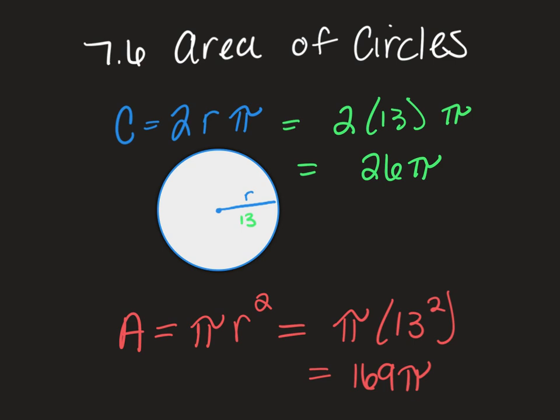Then for area, we have pi times the radius squared. So we're going to take our radius and square it, which means we're going to multiply it by itself. So 13 times 13 gives us 169. And again, we're just going to stick our pi on the end there.